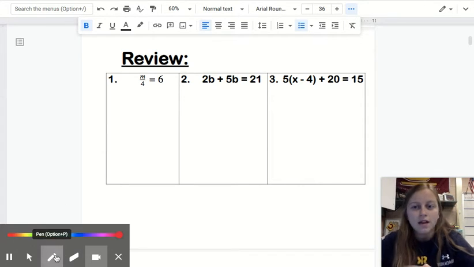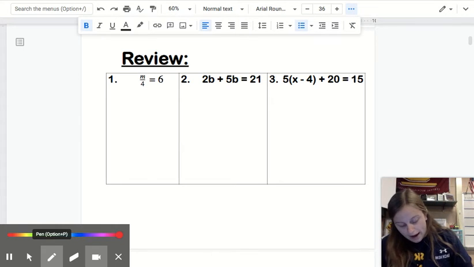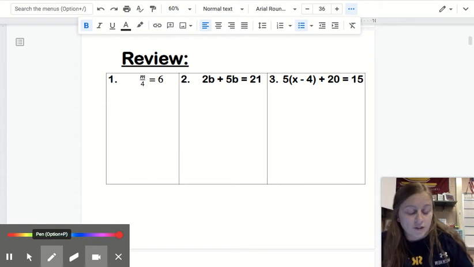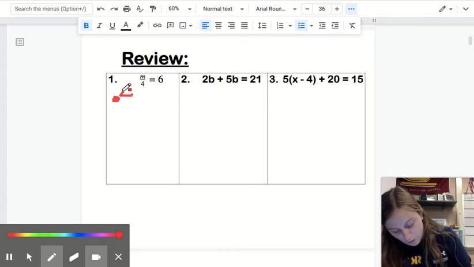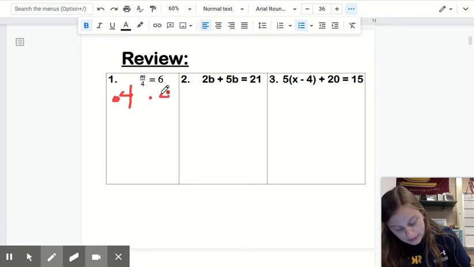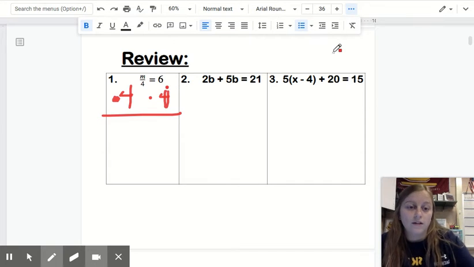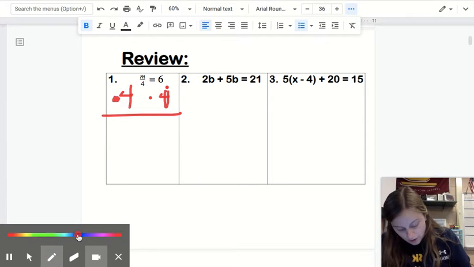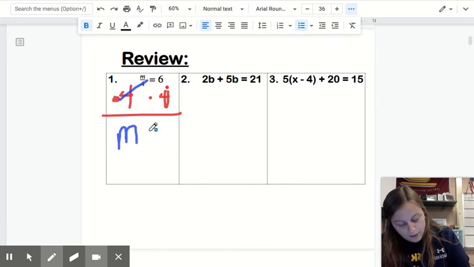All right, so m divided by 4 equals 6. We need to solve by getting rid of that divided by 4. And how we do that is we do the opposite, or the inverse. We times by 4 on both sides. Remember, you have to do this to both sides. Over here, my 4's cancel out, and I'm left with m equals 24.